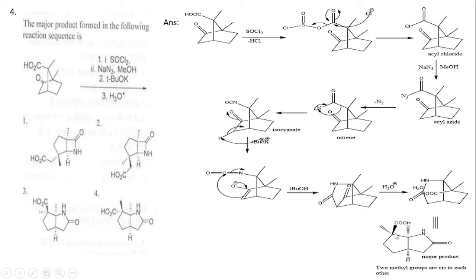This is a methyl group, and this is also a methyl group. These two methyl groups are in the same plane, and the methyl and carboxylic acid groups are above the plane. So it is formed as the major product. Here two methyl groups are cis to each other. So option 3 is the correct option.